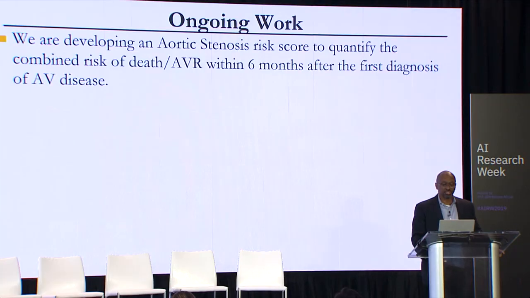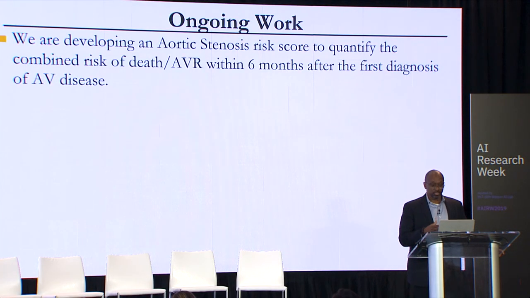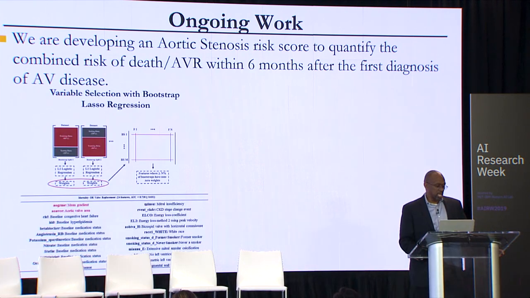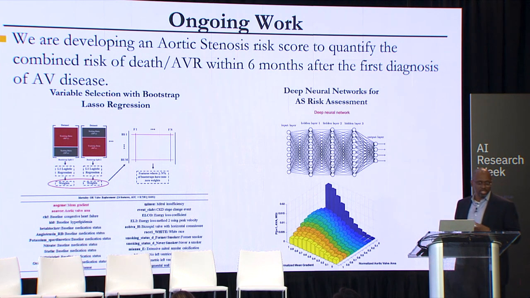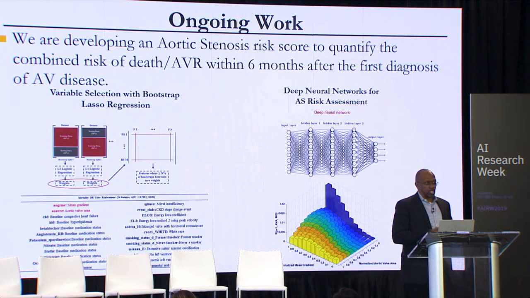And we've applied this in different settings. We also have another study where we look at a type of valvular disease called aortic stenosis, and we've been trying to predict the risk of death or aortic valve replacement 6 months after the first diagnosis. And you can do the same sort of thing. We can start from a large list of features that may have an impact. We do a feature selection method, bootstrap lasso.